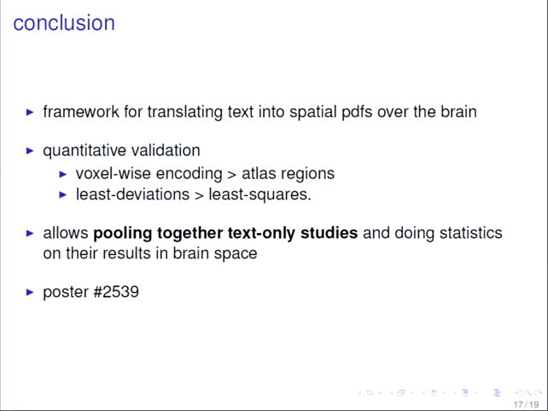So to conclude, we have built a framework for translating text into brain maps and spatial probability distributions over the brain. We have implemented a quantitative validation setting, which allows us to see that using voxel-wise encoding is better than using atlas regions for this task, and that least deviations regression outperforms least squares. And we have seen that this framework allows us to pull together a large number of documents for which we only have text and not brain maps or coordinates, and perform meta-analysis and statistics on their findings in brain space, and therefore leverage the spatial information that they contained, which was very hard to extract before.